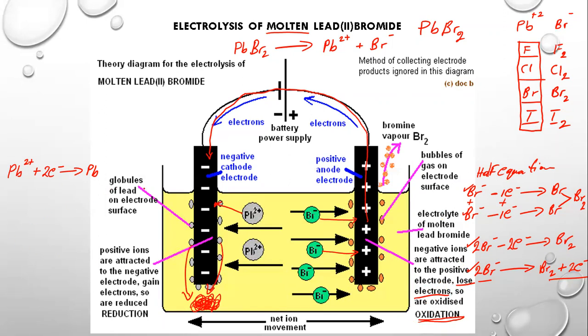And here, the electron that bromine lost was accepted by the lead ion. So lead gained electrons. Electrons were gained at the cathode, and therefore the process there is reduction. We say that lead has been reduced. So note: oxidation always takes place at your anode, and reduction always takes place at your cathode.